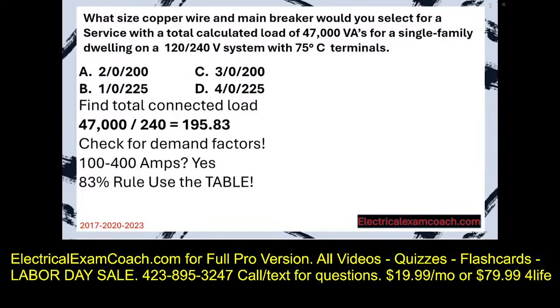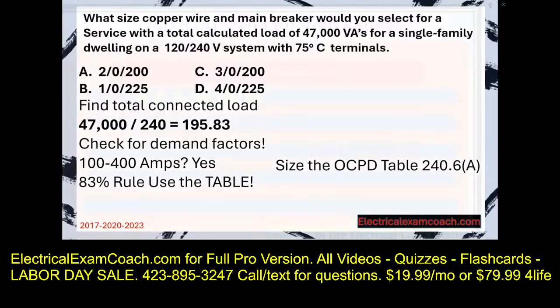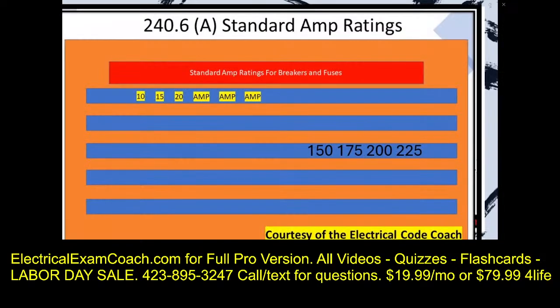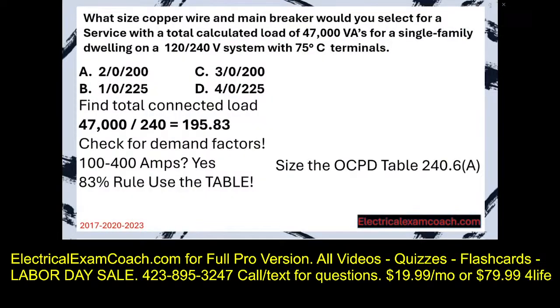Step 1, we're going to size our overcurrent protective device. And we're going to head to Table 240.6(A). We have a 196 amp known load. We're going to choose the next size up and put it on a 200. Now we can use our cheat sheet table.